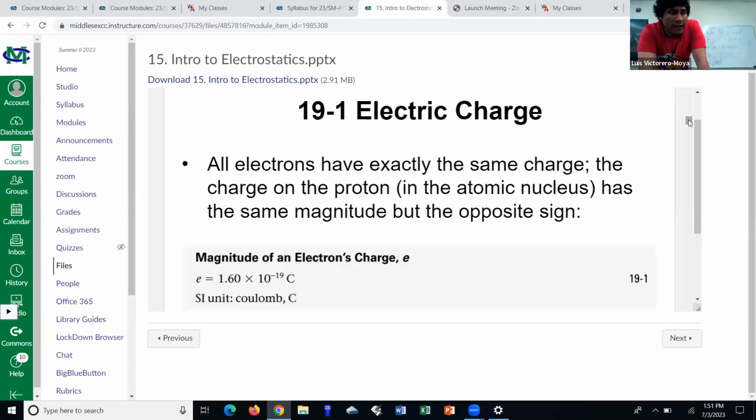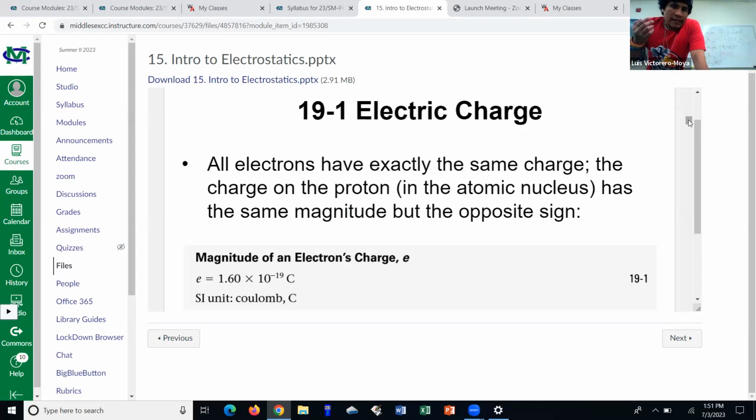So every object that you have and that is charged has a charge that is a multiple of the most basic unit of charge, which, as I showed you already, is the charge of the electron. The magnitude of the charge of the electron is given there, 1.60 times 10 to the negative 19 coulombs.